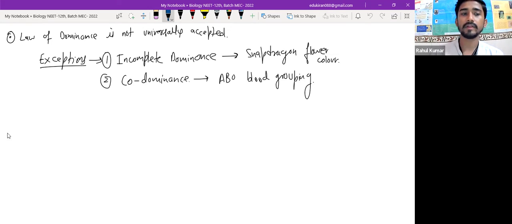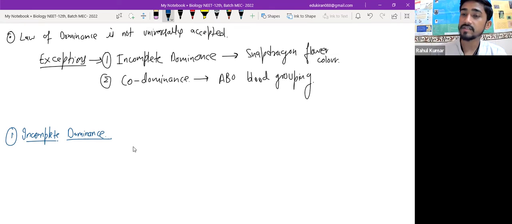Now, let's start with the first exception, which is incomplete dominance. As it says, the dominance is there, but it is not complete, it is incomplete. So one allele is not able to express or exert its dominance totally and completely over the other allele in a heterozygous condition. Okay, so you can write down incomplete dominance.